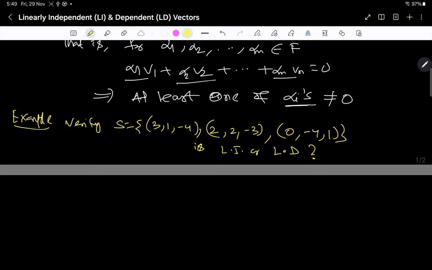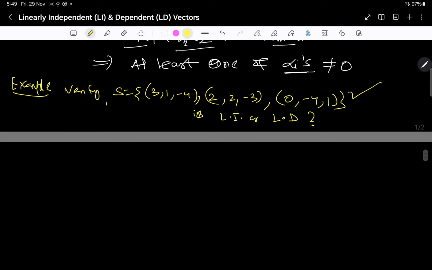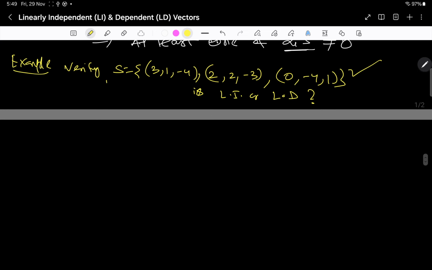Now let us solve some examples. Suppose you are given a set S equal to this. We have to verify whether it is LI or LD. Here the field is R. Solution: let alpha, beta, gamma, or a, b, c be the constants, the scalars in R.